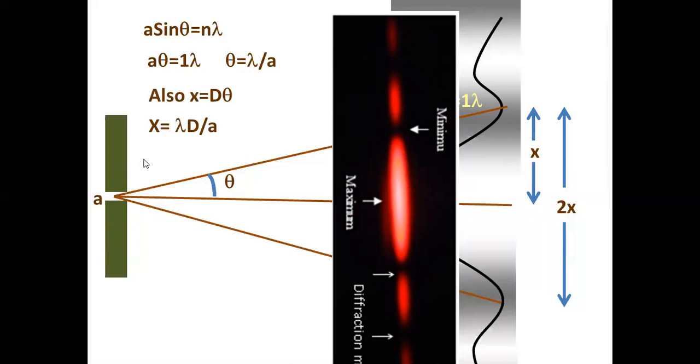Here we have a single slit, which is an obstacle. So x equals lambda d by a. If you want to know the full linear width, you have to make it 2x, which is 2 lambda d by a. Looks very simple, but very, very important.